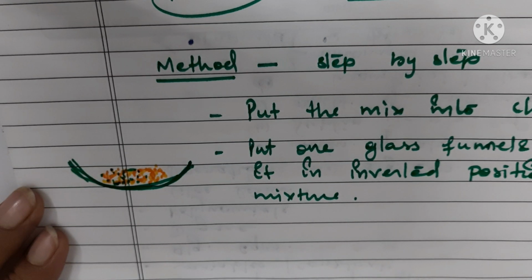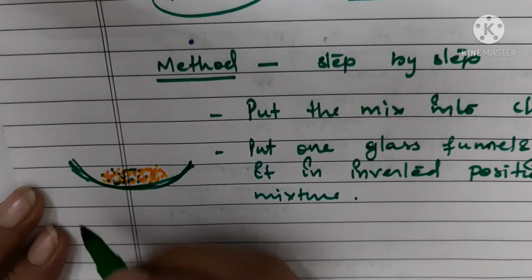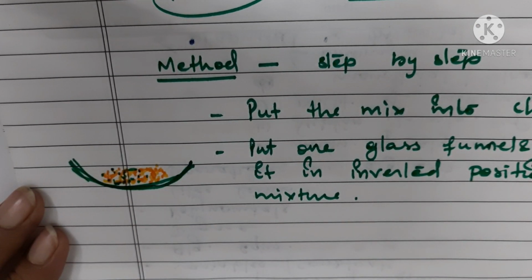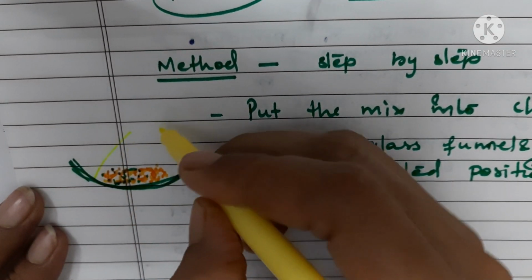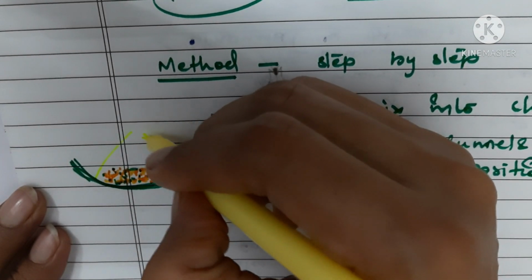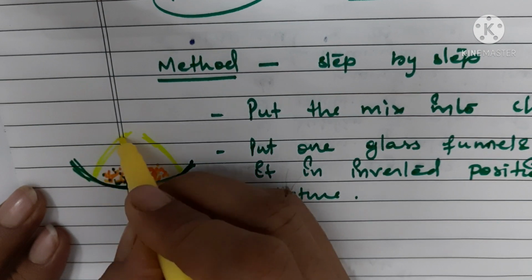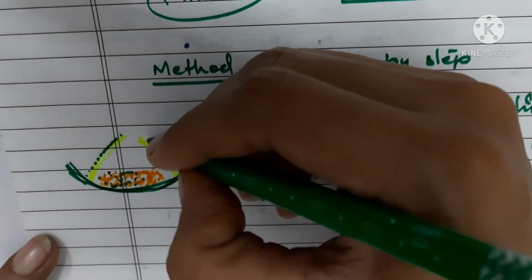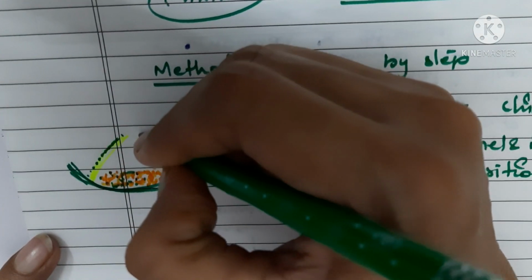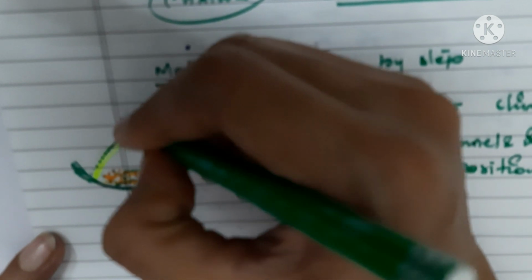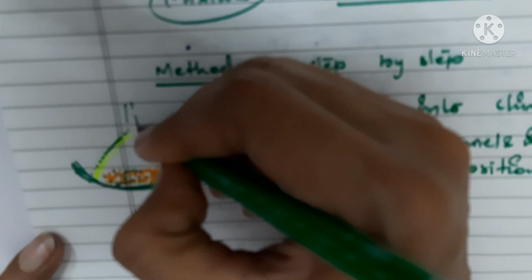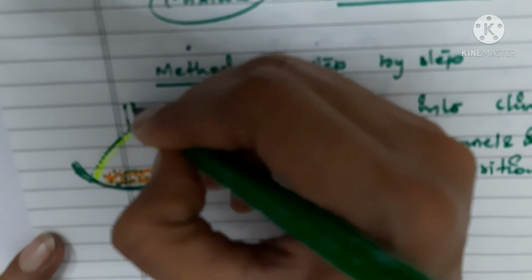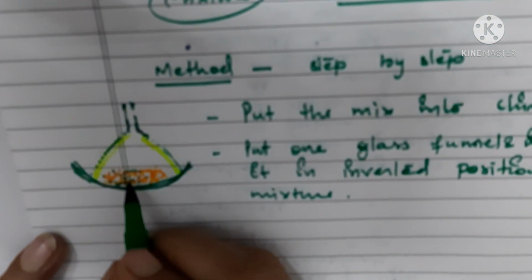Now we are going to place one glass funnel. Suppose you are having a glass funnel like this. I'm going to put a boundary to it so that you will be able to see that this is actually a glass funnel. This glass funnel is to be placed in inverted position. इसको उल्टा करके रखना है इसके ऊपर, ठीक है, ग्लास फनल को.